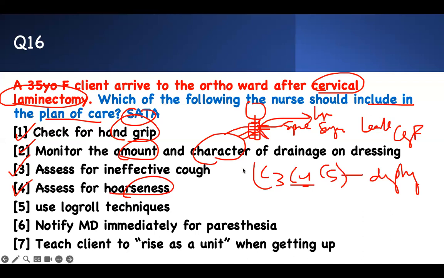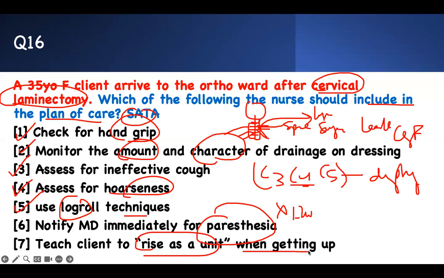It's in your neck. We want to prevent spine injury after the surgery, so the log roll technique is the way to move them. You don't need to call for paresthesia because it can last for like a week or 2. That's normal. Teach them to move like a unit so that they don't bend their head and neck, and that will prevent the instability of the spine. So teach them that. So 1, 2, 3, 4, 5, 7 are your right answers.